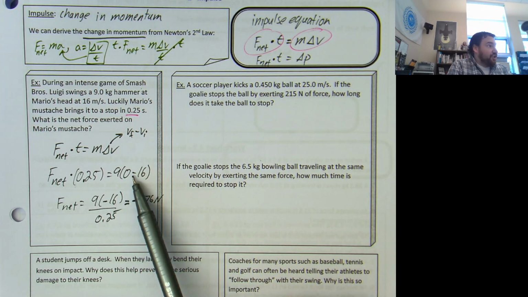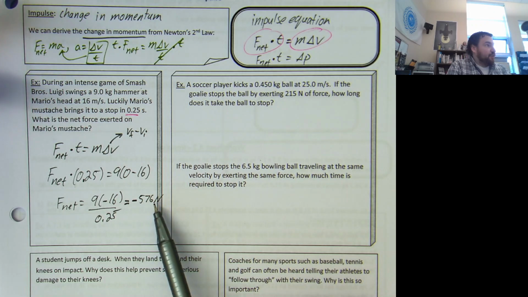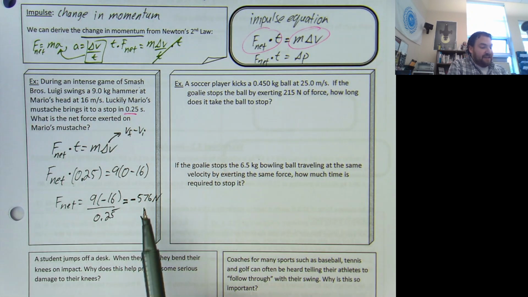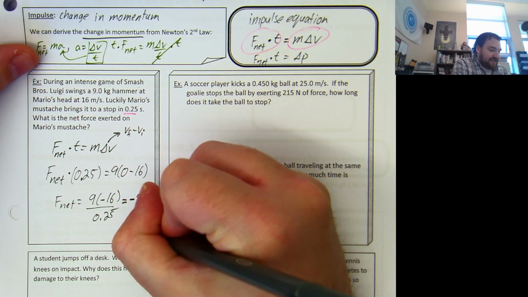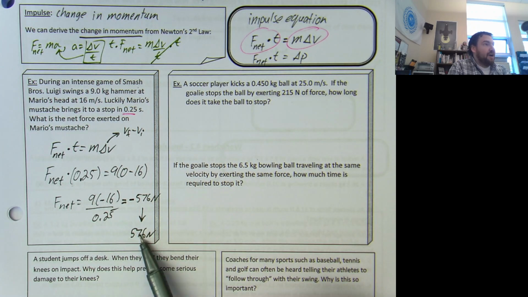Yeah, so this is the change in momentum of the hammer, and so this is the force exerted backwards on the hammer. Mario's mustache exerts a negative 576 newtons on the hammer. So what is the force exerted on the mustache then? If this is mustache on hammer, then hammer on mustache must be, yes, Colden, equal to and opposite, positive 576 newtons. Because this is what the mustache exerts on the hammer, equal to and opposite is going to be what the hammer exerts on the mustache. Cool.